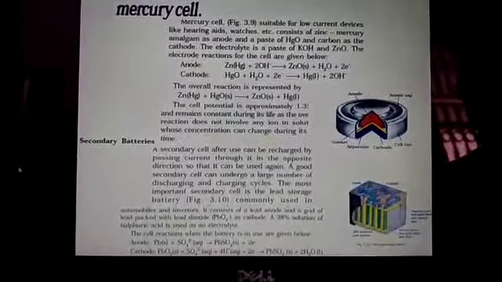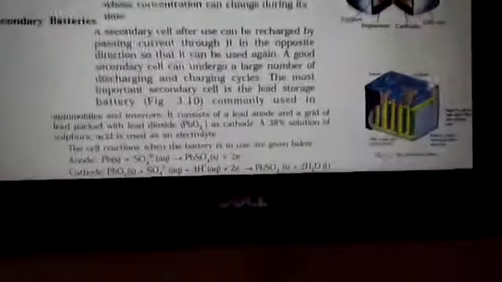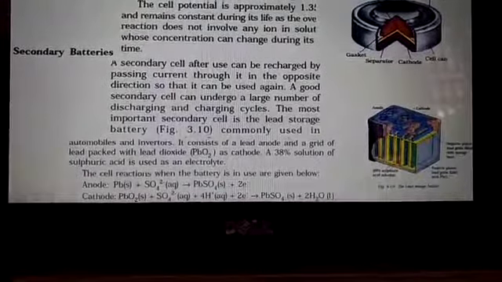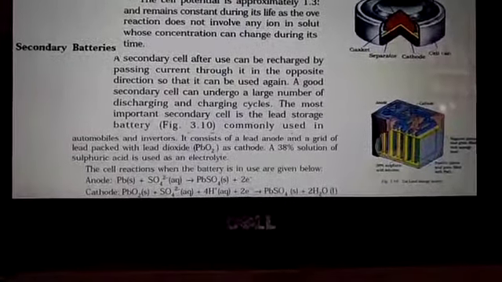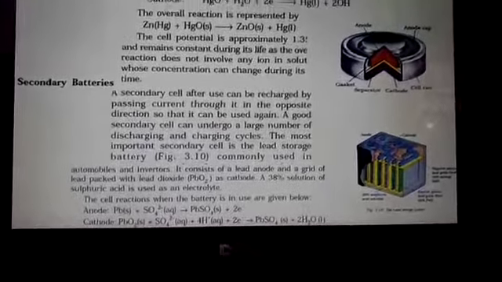Now the second type is secondary batteries. The secondary battery is the lead storage battery. Those cells which can be recharged again and again are known as secondary cells. A good secondary cell undergoes a large number of charging and discharging cycles.